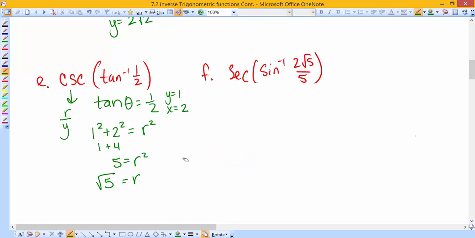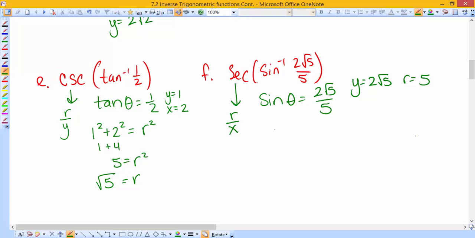All right, let's move on with F. So sine of theta is 2 √5 over 5. And I need to find secant. Secant is r over x. So I have y over r. Y is 2 root 5. R is 5. So let's find x.